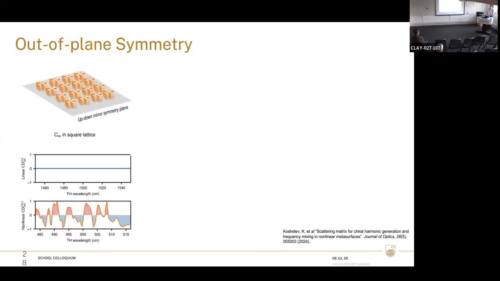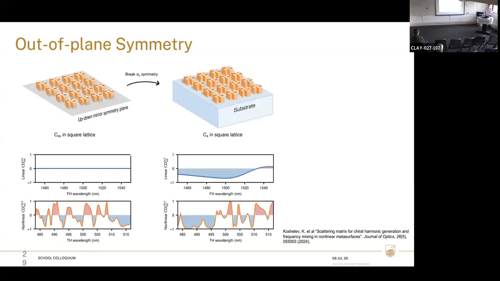But there is also out-of-plane symmetry. So basically, if we have a metasurface without a substrate, in this case, because we do have out-of-plane mirror symmetry, the linear CD will be 0, but the nonlinear CD is not necessarily 0. This can be easily broken by just adding a substrate. Then when we add the substrate, both linear and nonlinear CD can be non-zero.